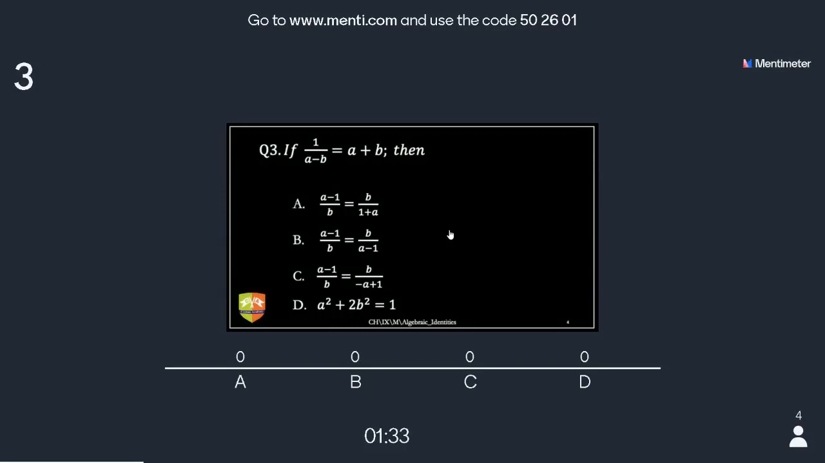Careful. This can be done in mind, but careful. Again, use of identities and manipulation. These manipulations will be required later on when we discuss trigonometry. So this question is inspired from trigonometric identities, but it is very much within the ambit of algebraic identities.